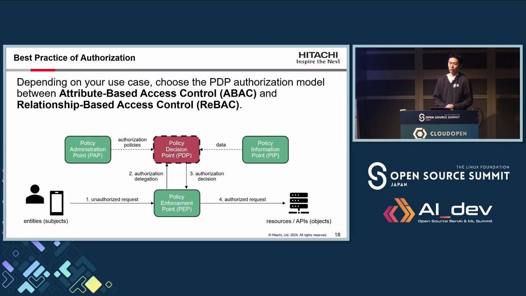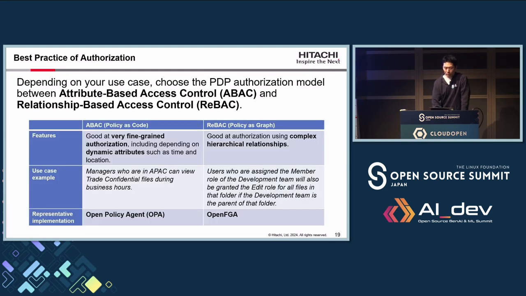One of the key points is selecting the authorization model. Depending on your use case, choose the PDP authorization model between attribute-based access control, ABAC, and relationship-based access control, ReBAC. Currently, these two authorization methods, ABAC and ReBAC, are mainstream. This is a brief comparison between ABAC and ReBAC.